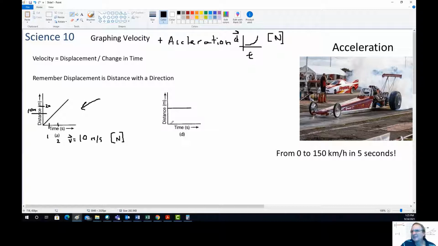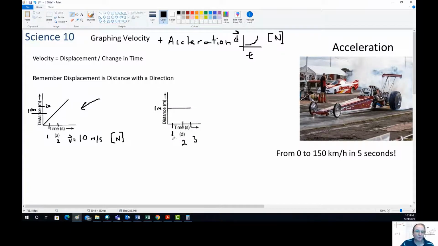This one is flat. After 1 second, maybe something is a meter away from you and you're watching it. After a second, it's a meter away. After 2 seconds, it's a meter away. After 3 seconds, it's a meter away. It's not moving. That one's definitely not moving.